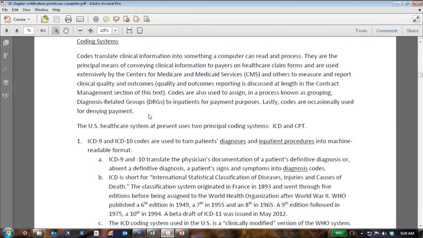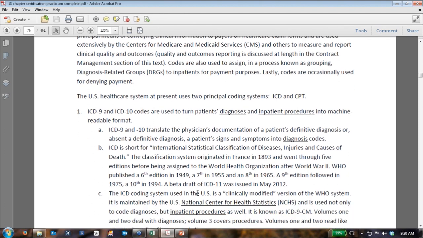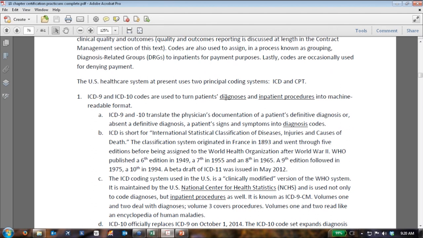Okay, so we all know that there's something called the ICD-9 system, about to be replaced a year from tomorrow with the ICD-10 system. Do we really know very much about it? Both of them are systems that turn diagnoses and inpatient procedures into machine-readable format. Okay, so they are a diagnosis system and a procedure system, but a procedure system only for inpatients, not for outpatients.